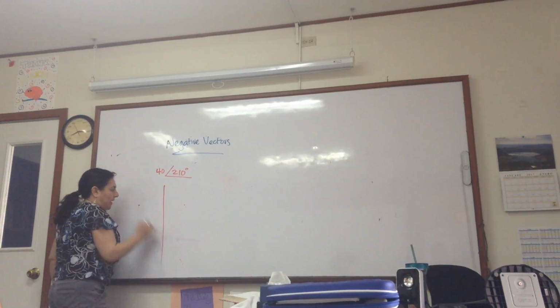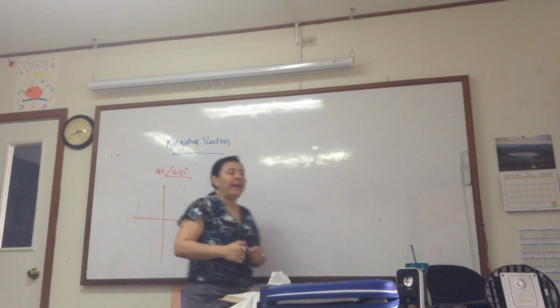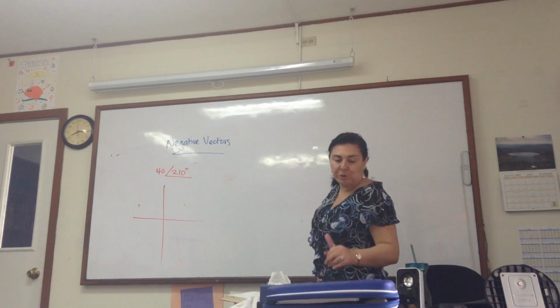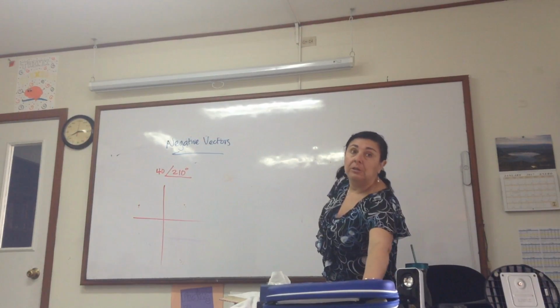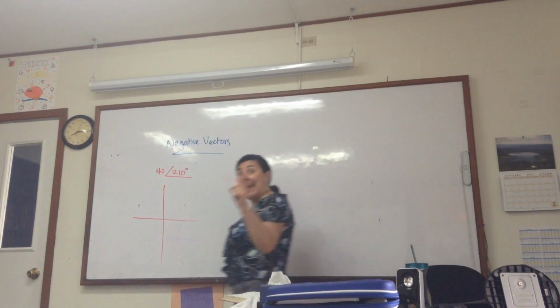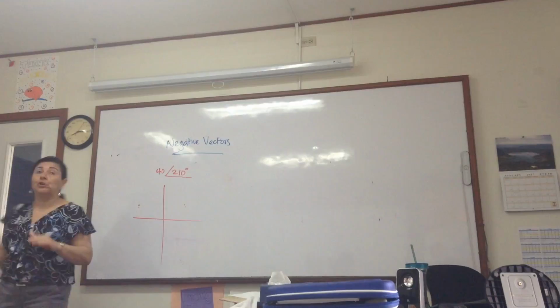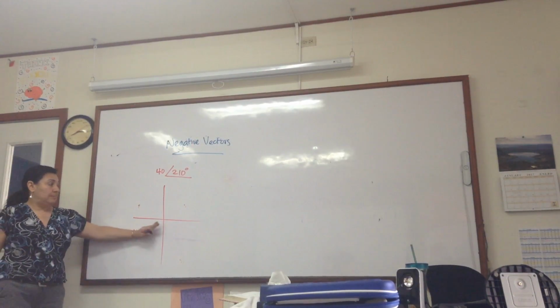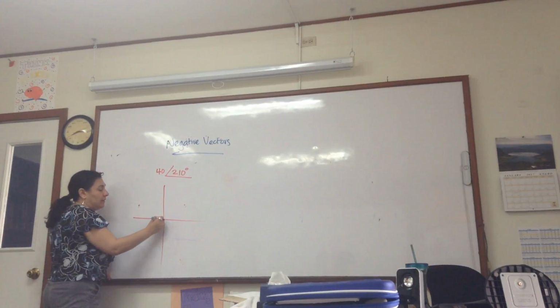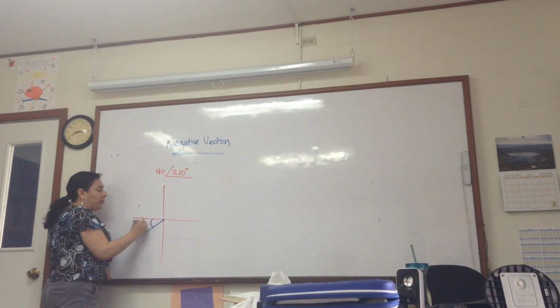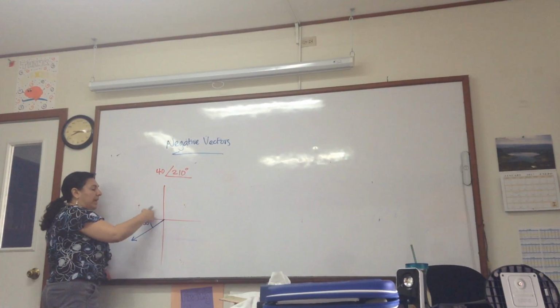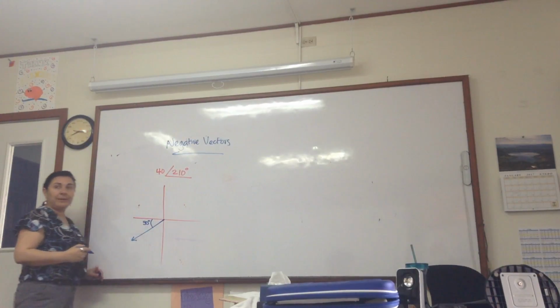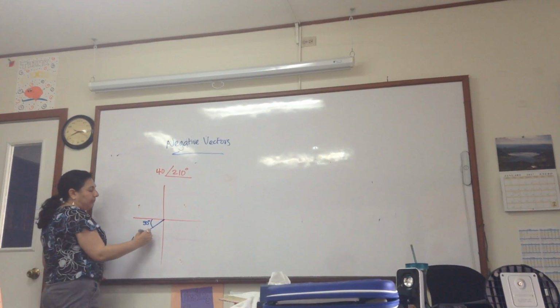Draw. Graph. Okay, so we graph. Out of those two instructions, which one do you do first? The angle first. Yeah, always the angle first. So 210 would be where? In the bottom left. Yeah. This would be 30 degrees, right? Because it's 180 and 30 for 210. Everybody good? And this would be 40.